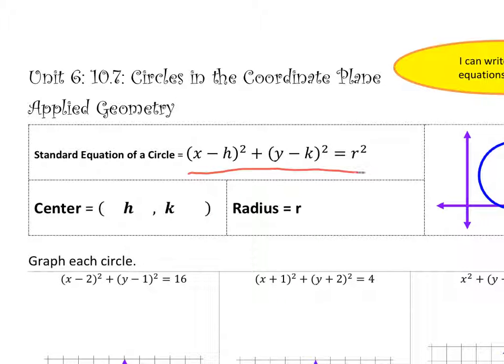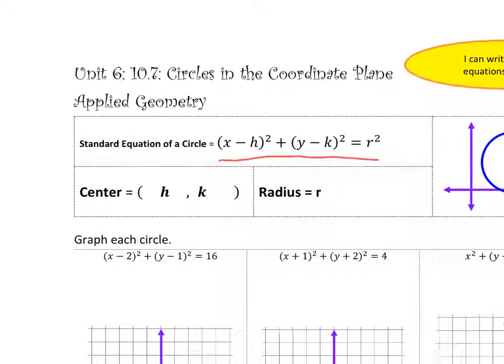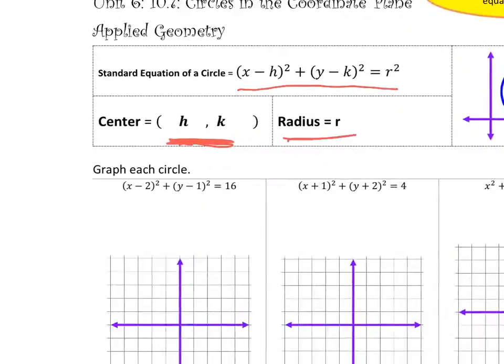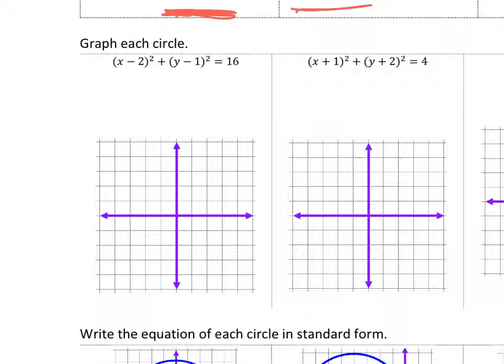Here's the equation. And the variables in the equation are h and k, which stand for our center, and r that stands for our radius. Okay? So, if we take a look at this first question, it says graph the circle. It gives us the equation. So we just need to pick out what we call the center and the radius.